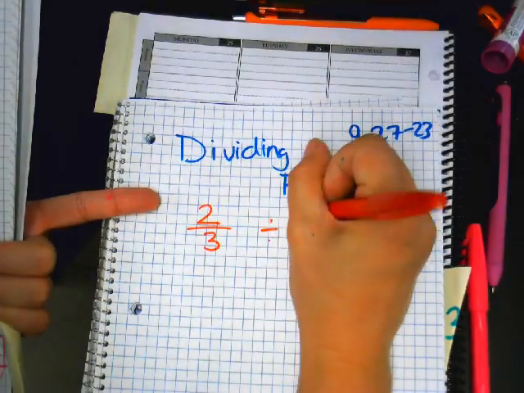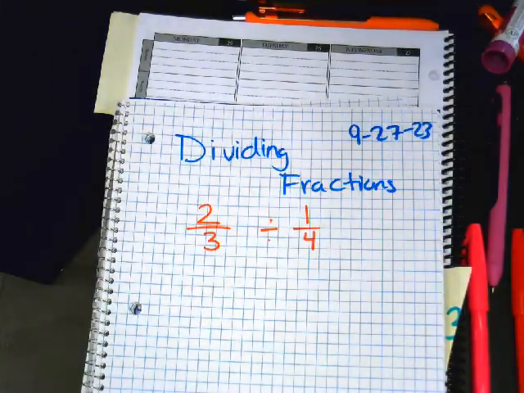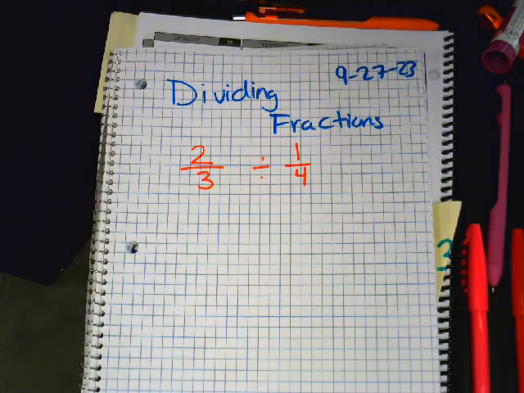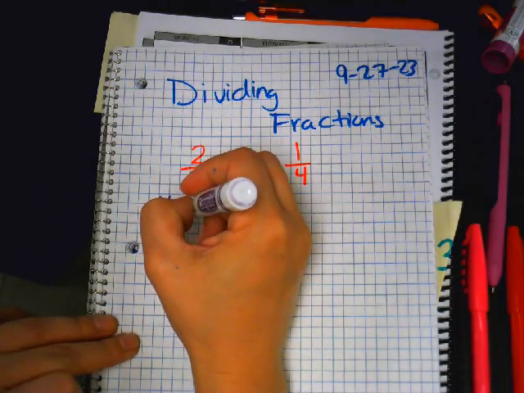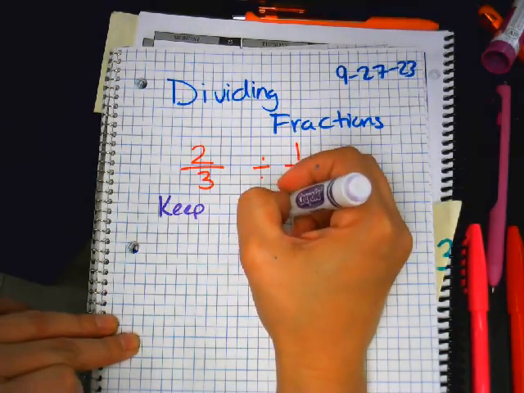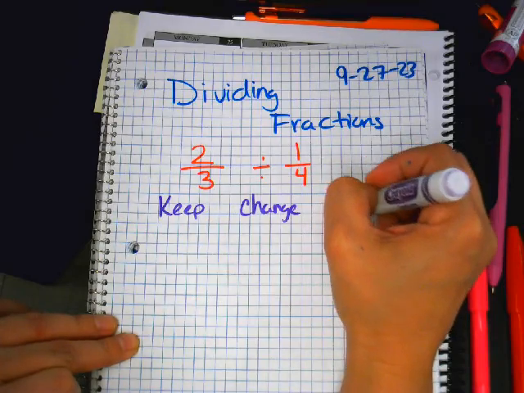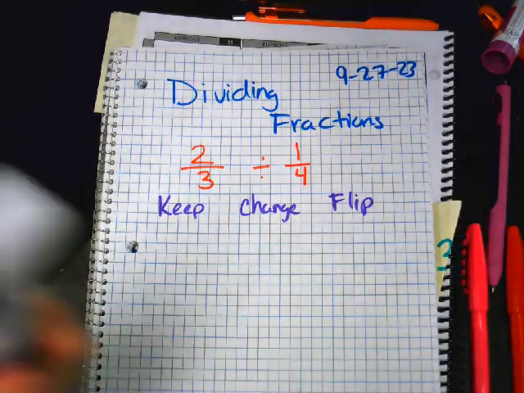2/3 divided by 1/4. When you see a dividing fraction, we actually do not divide fractions. It is not possible to divide them. Does anybody know what we do? Multiply. Yes. Not them though, just one. That's how I like to remember it. Keep, change, flip. We already wrote KCF. Okay?